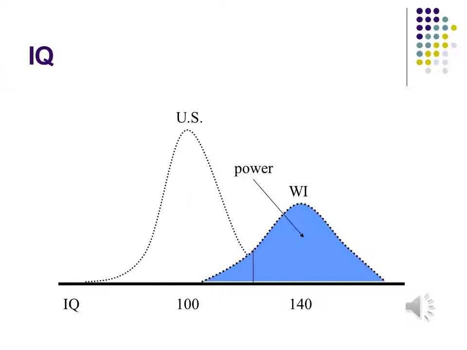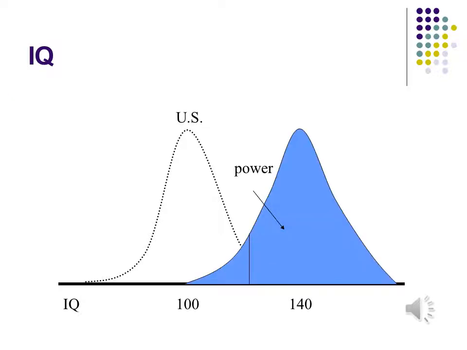So what affects the power? What gives us greater power to see a difference? Well, it's the area to the right of that line. So how do we increase the area under the curve to the right of that line? I think you can see that increasing the number of people measured, or the number of people in the population, would increase the chances of finding a real difference. So increasing the sample size and the spread of the data makes a difference.